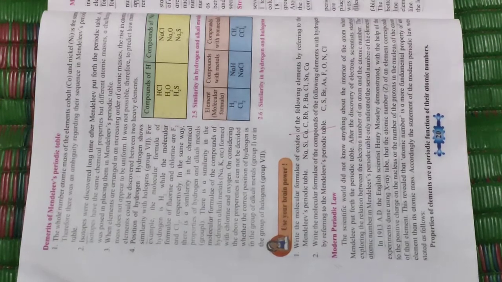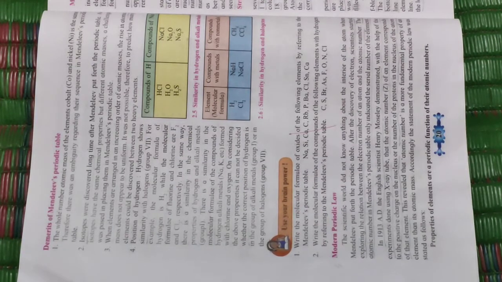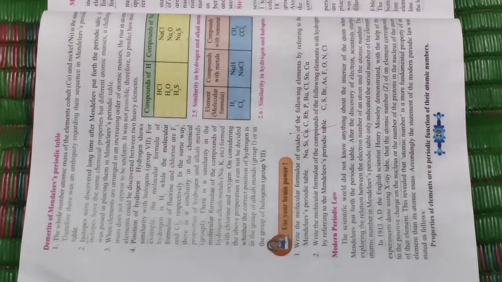The modern periodic table is very important. The scientific world did not know about the atomic number or the actual structure of the atom when the periodic table was designed by Mendeleev. Later on, Rutherford suggested the atomic model. This atomic model was invented after Mendeleev's periodic table.